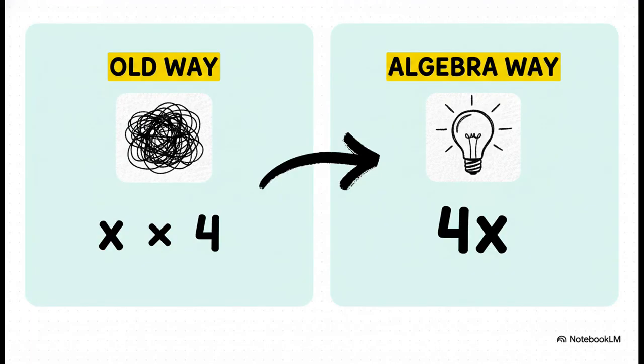Here's rule number one, and it's a big one. In algebra, we like to hide the multiplication sign. It just cleans things up. So instead of writing x times 4, we just squish them together and write 4x. And here's the other part of the rule. The number always goes in front of the letter. Always. So when you see a number right next to a letter, you just know it means multiply.